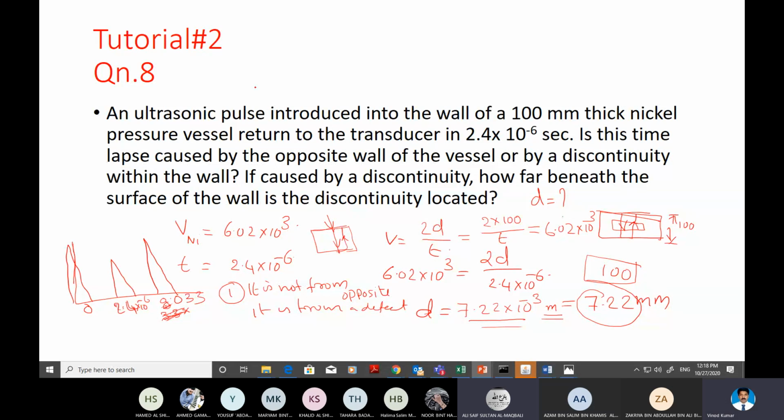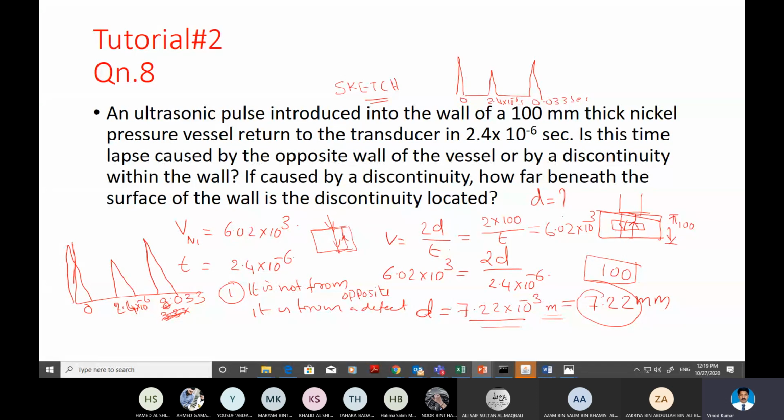So if in any question I ask you to sketch, what will you do? You will sketch the first one as 0 initial. Initial is between the transducer and the surface. Second one is from the crack, and third one from the back wall. So you can write the time here. The time is 2.4 times 10 to the power minus 6 seconds, and the second one here 0.033 seconds. This is how we sketch the signal coming from ultrasonic waves.